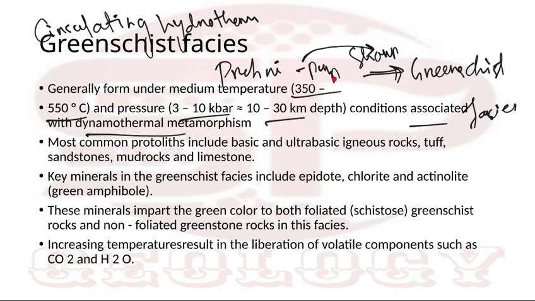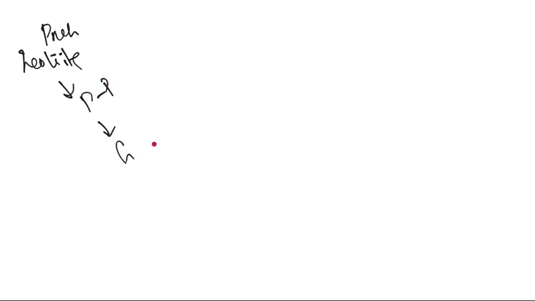In this prehnite-pumpellyite to greenschist transition, what happens? The pumpellyite and the chlorite. Chlorite is a clay mineral. Chlorite is coming from the zeolite facies series. So it comes to prehnite-pumpellyite, then it comes to greenschist.